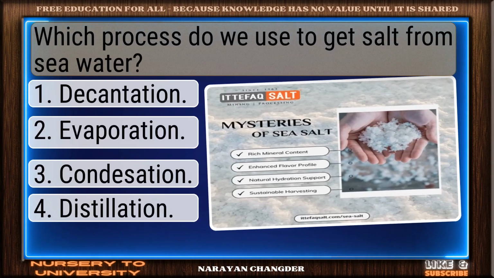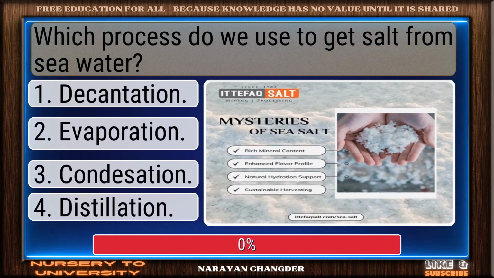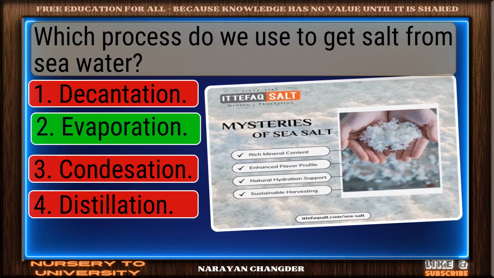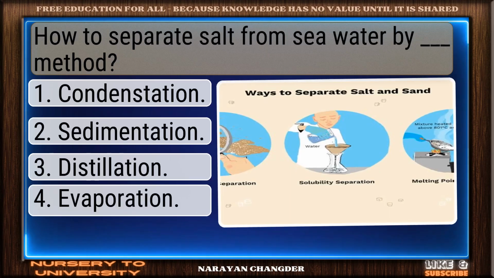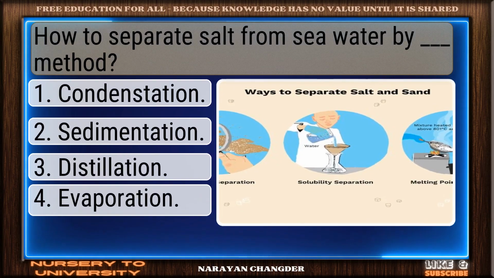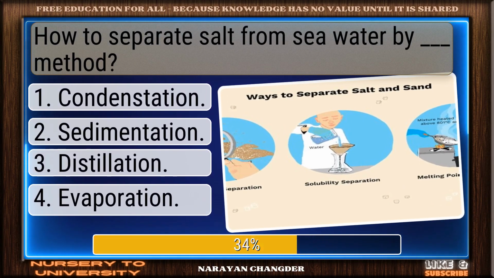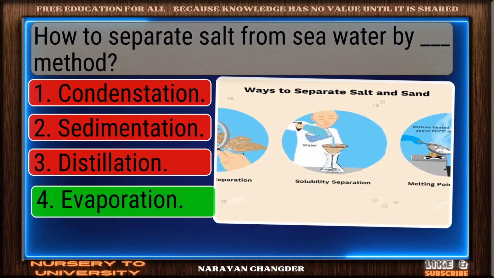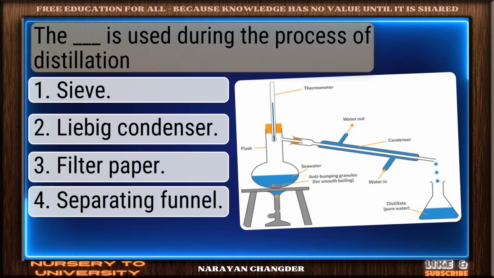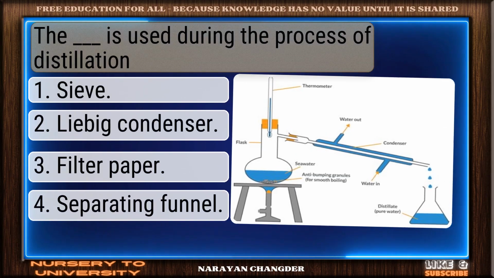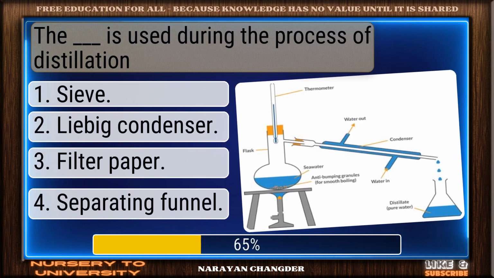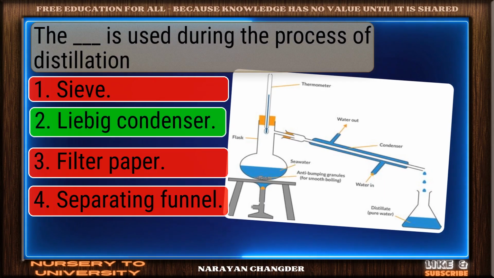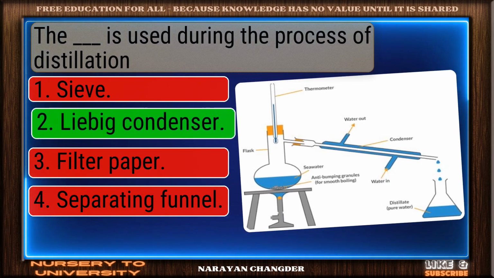Which process do we use to get salt from seawater? Good job. Your answer evaporation works well here. How to separate salt from seawater by method. Nicely done. Evaporation is a solid answer. The dash is used during the process of distillation. Clear logic. Your choice, Liebig condenser, is sound and 100% true.